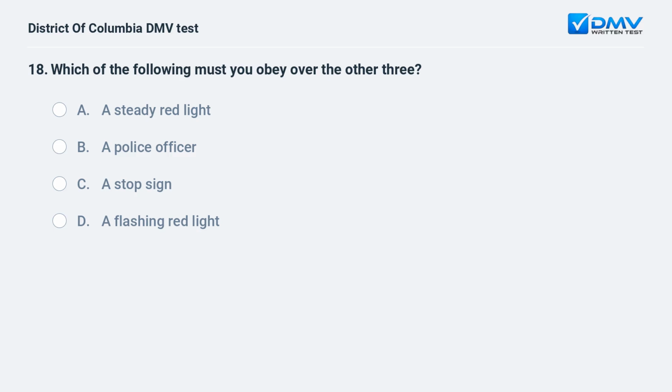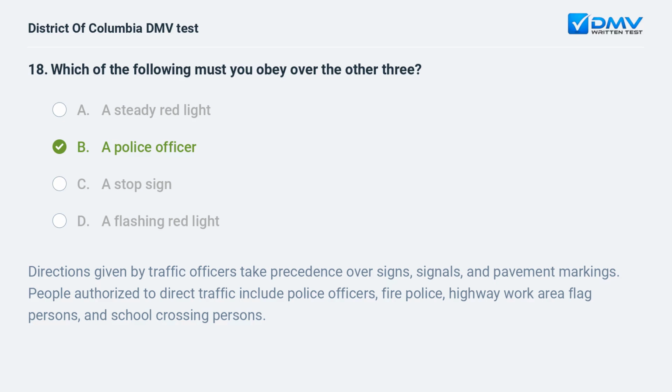Which of the following must you obey over the other three? A. A steady red light. B. A police officer. C. A stop sign. D. A flashing red light. B. A police officer. Directions given by traffic officers take precedence over signs, signals, and pavement markings. People authorized to direct traffic include police officers, fire police, highway work area flag persons, and school crossing persons.